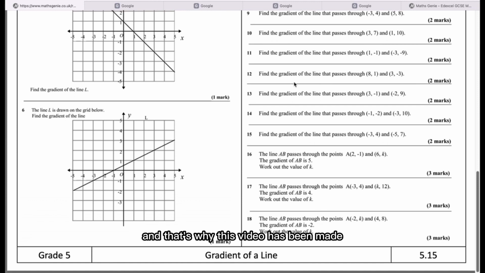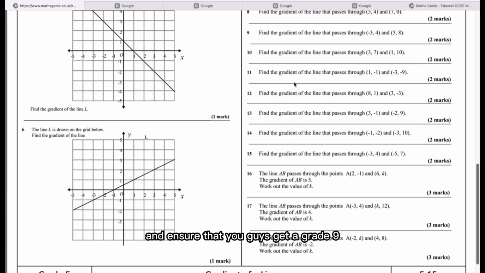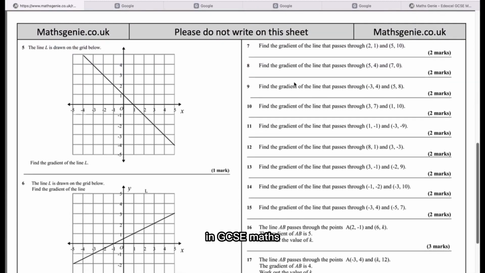That's why this video has been made, because I have received a grade 9 in GCSE Maths myself. I have 2 students that have got grade 9 in GCSE Maths as well, and I've already stated at the start of the video why you should trust my advice, because a lot of students recommend me teaching to others. I'm now taking the opportunity to reach a larger audience and ensure that you get a grade 9 in GCSE Maths.